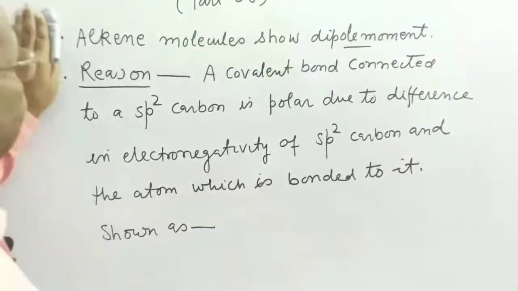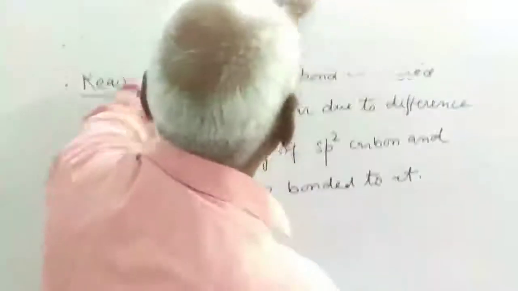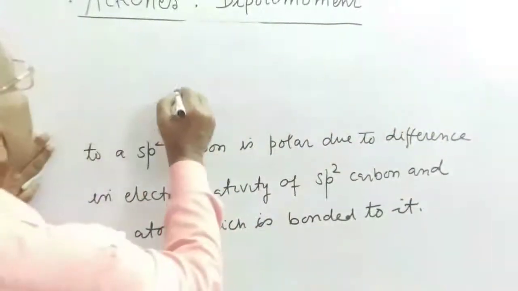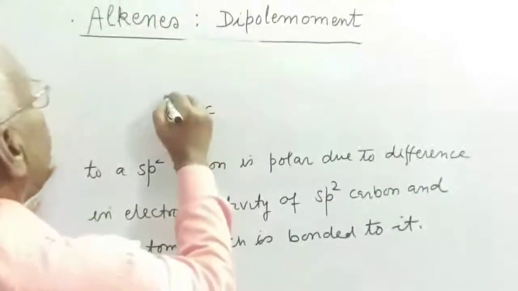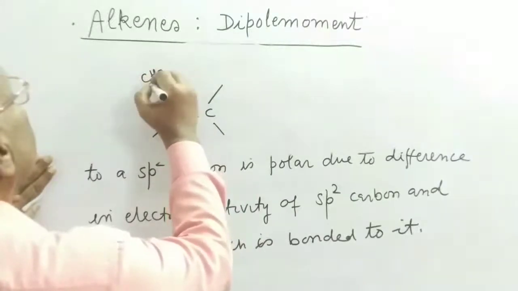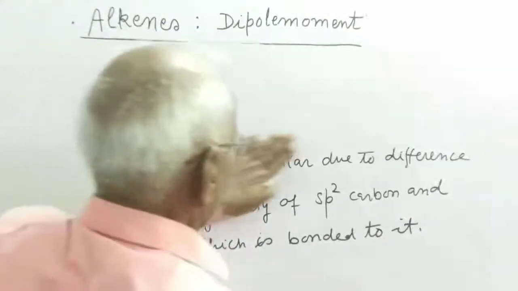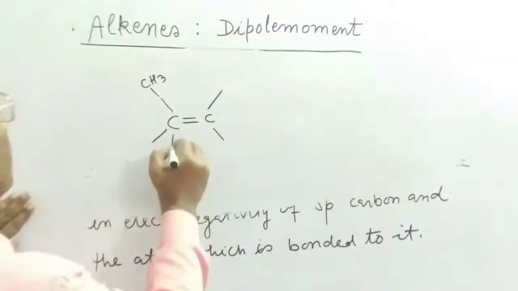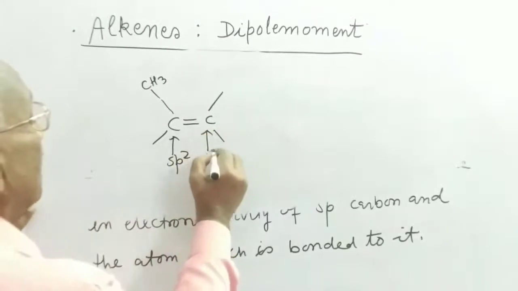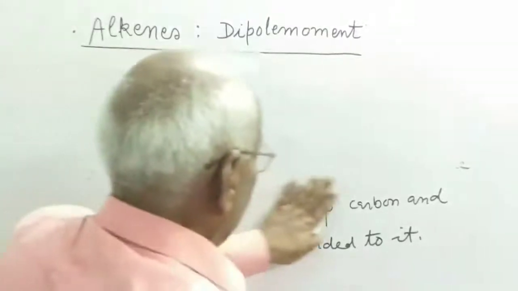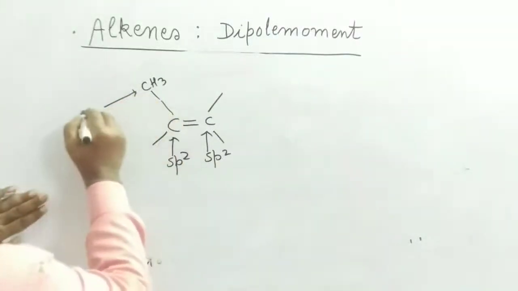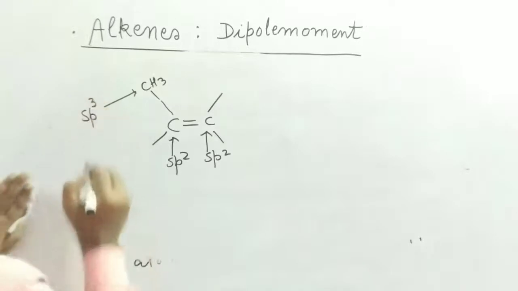shown as this. This is a carbon-carbon double bond. This is an alkene molecule. It is connected to CH3. You know that this carbon is in sp2 hybridized state. This is also in sp2 hybridized state. And this carbon, which is connected to sp2 carbon, is in sp3 hybridized state.